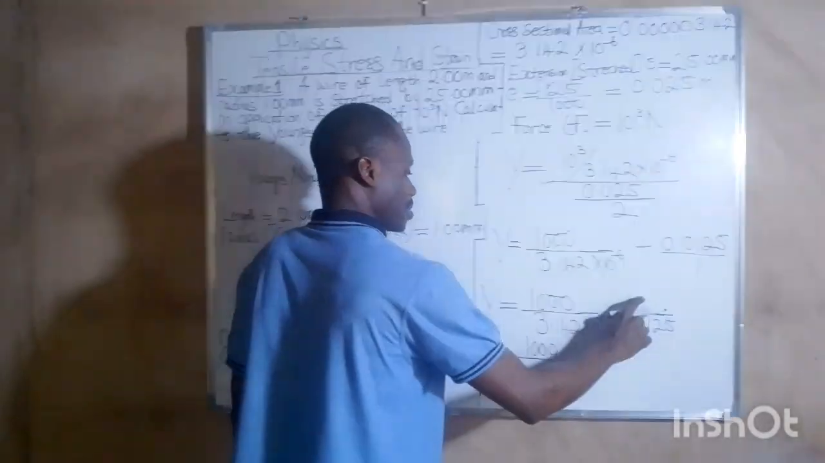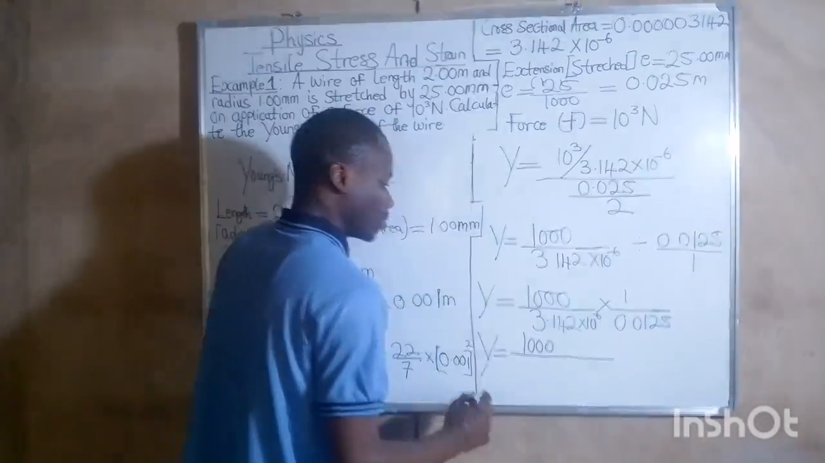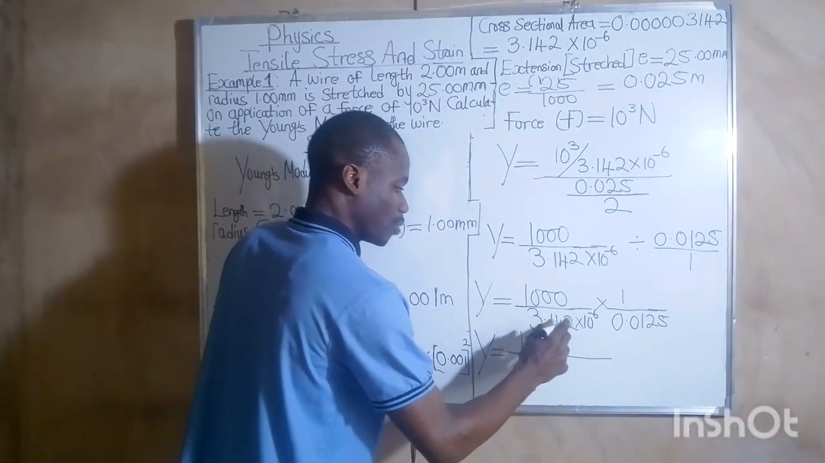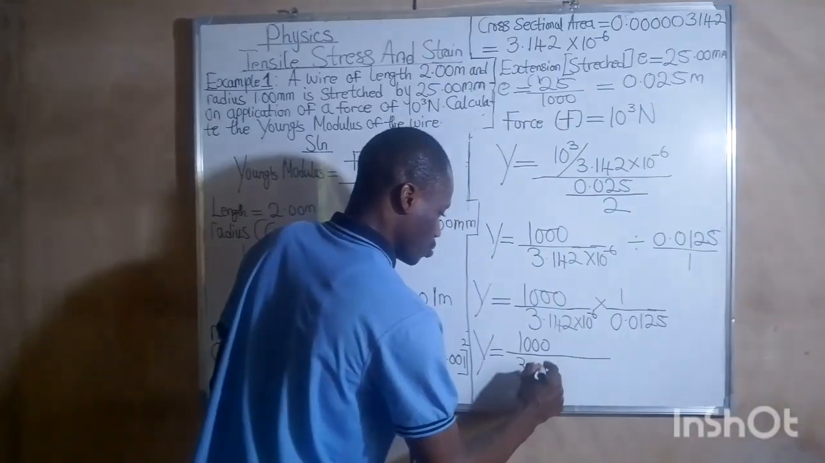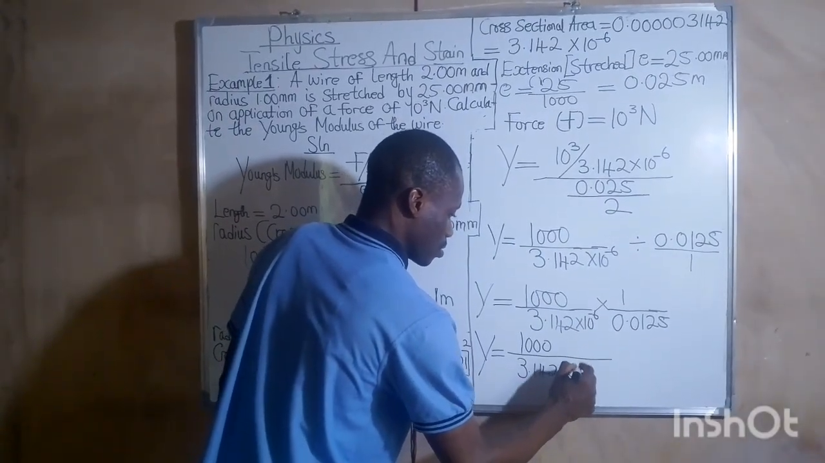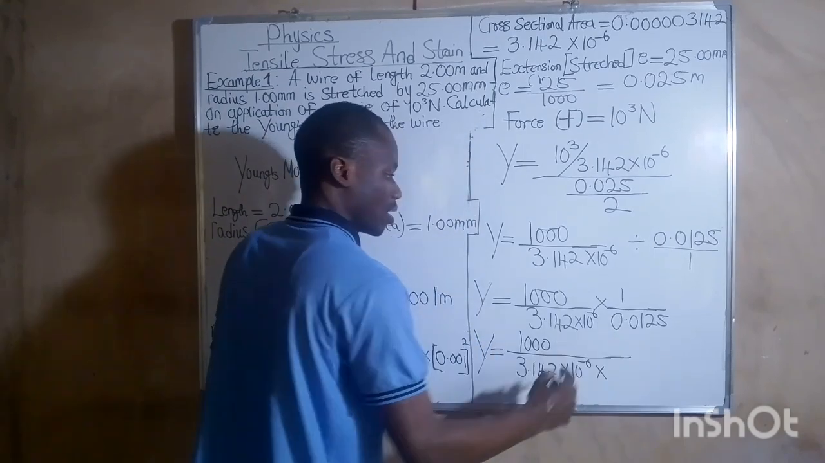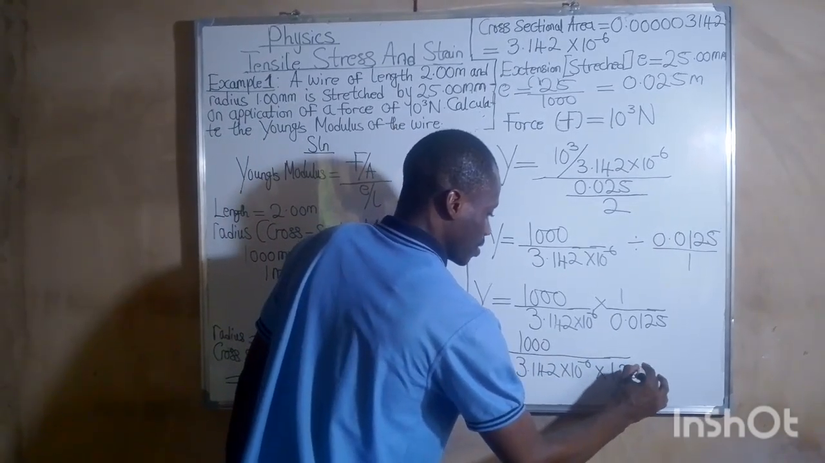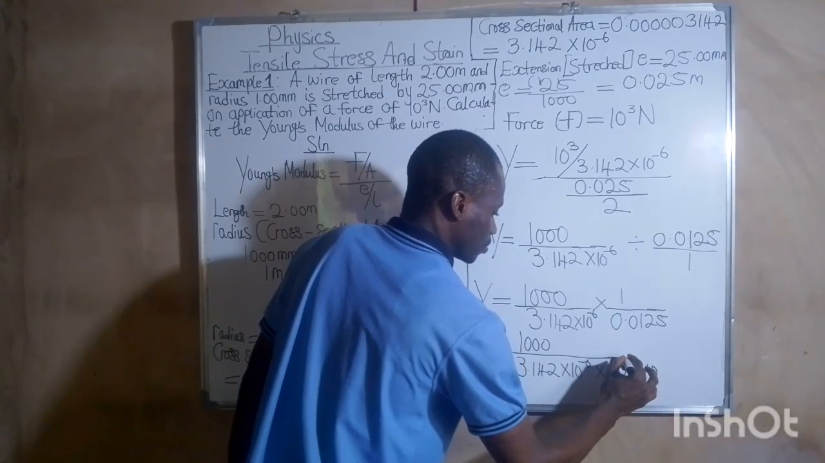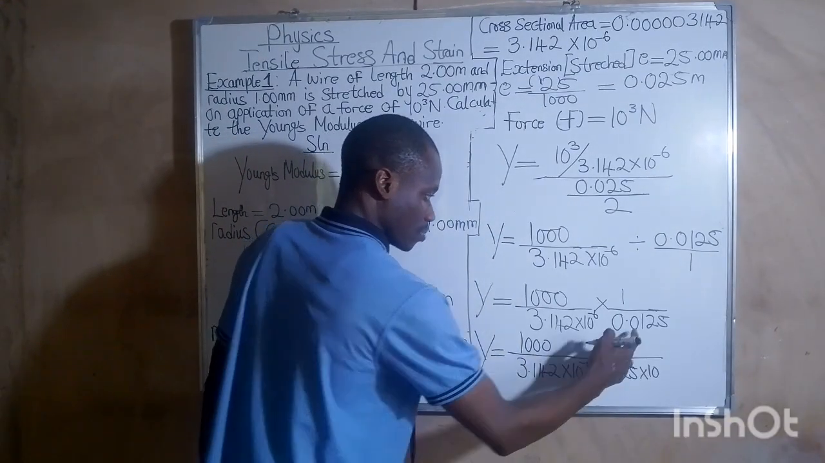So this times this is 1000. That's 1000 times 1 is 1. So the next thing is 3.142 times 10 raised to power minus 6 times, convert this one to standard form, which will now be 1.25 times 10 raised to power minus 2. Right? Yeah. Good.